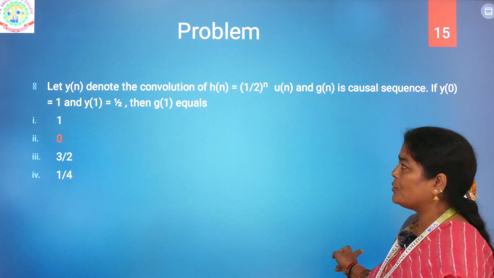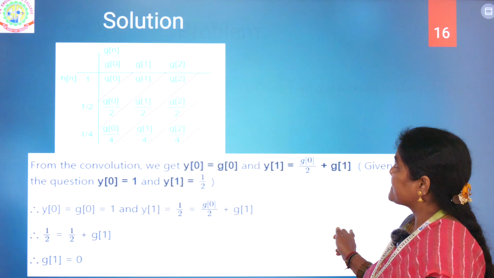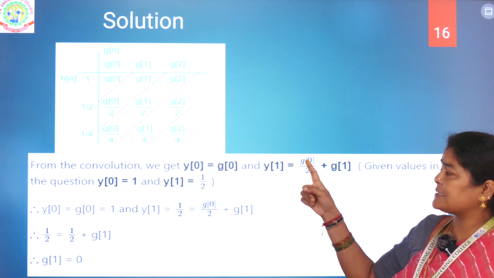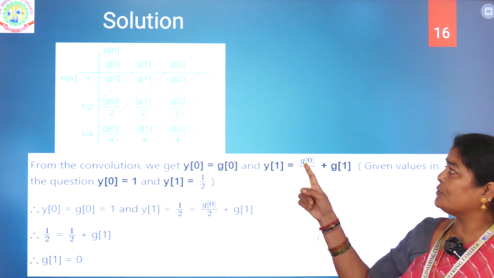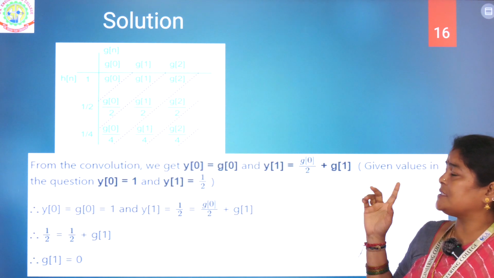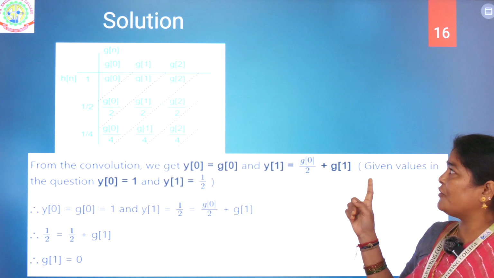So the answer is 0. The solution is the matrix method. When you substitute the values, h of n gives the sequence 1, 1 by 2, 1 by 4, whereas for g of n we don't know the signal, hence I have taken it as g of 0, g of 1, g of 2.